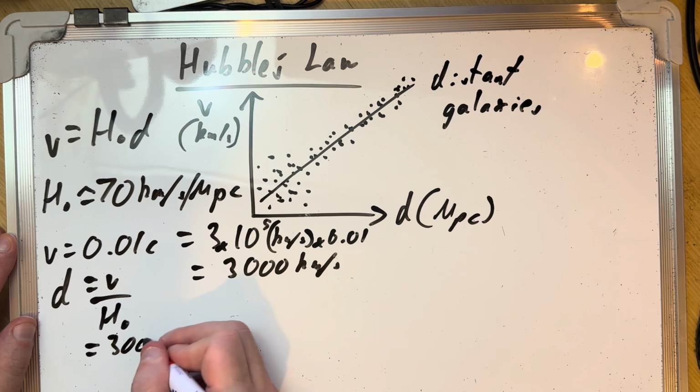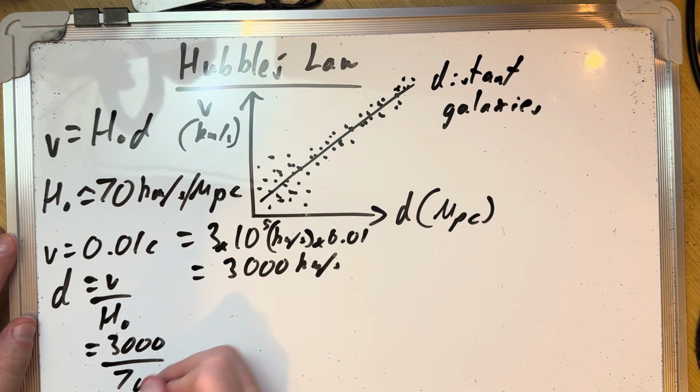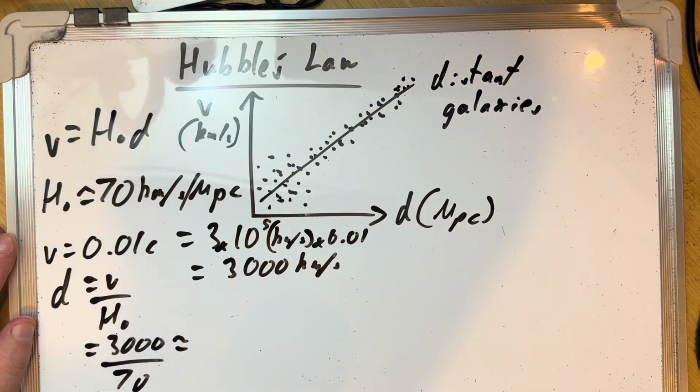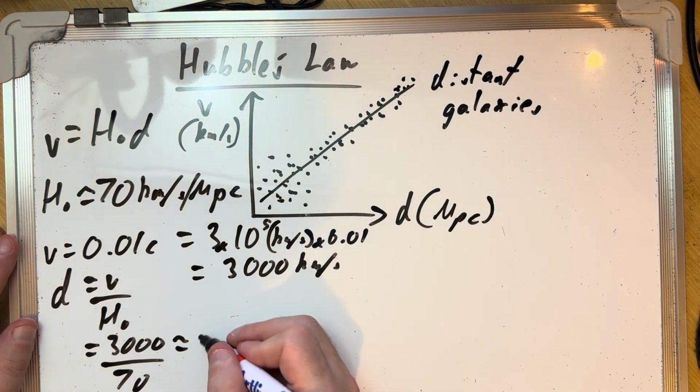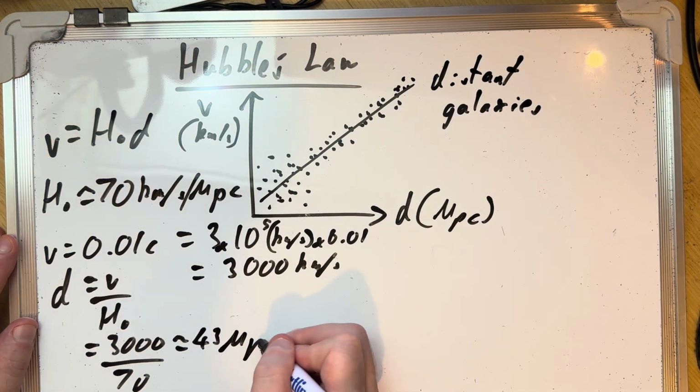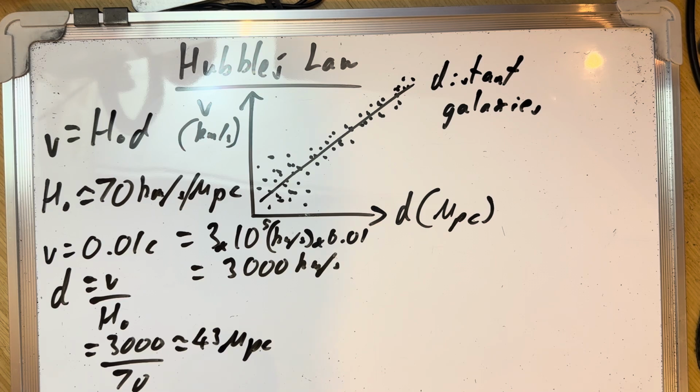So 3,000 over 70, which is about 43 megaparsecs. Got to be careful, you've got to use kilometers per second and megaparsecs, or that number won't work. So that's how far away it is. Even that's not that distant a galaxy, to be honest, so the rule wouldn't apply that well.